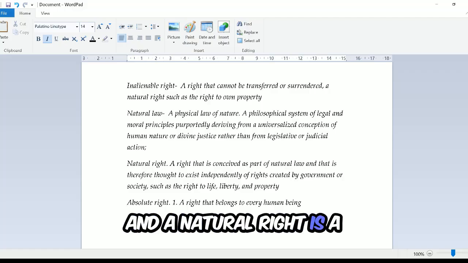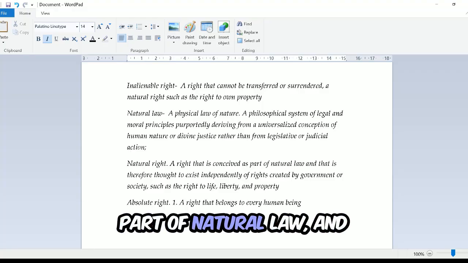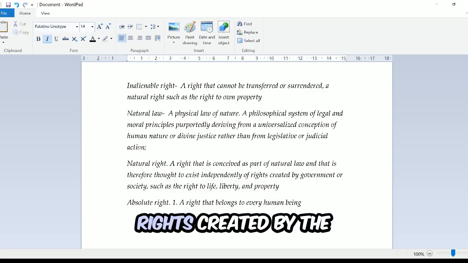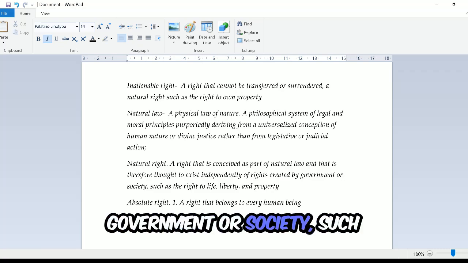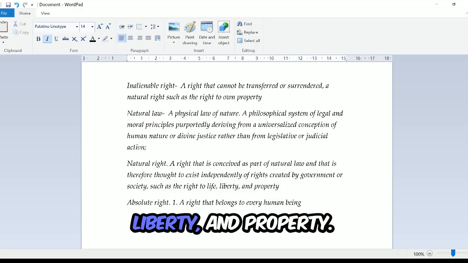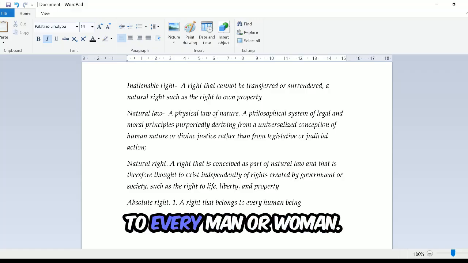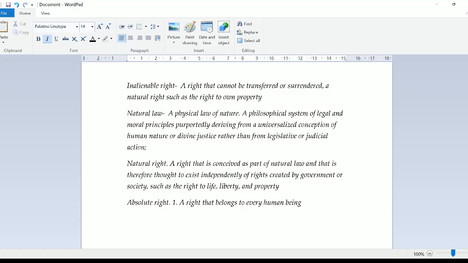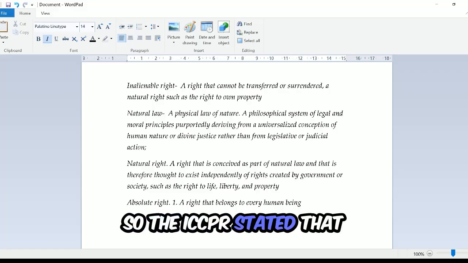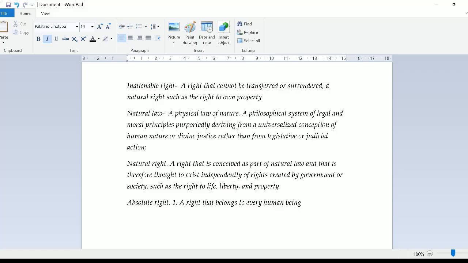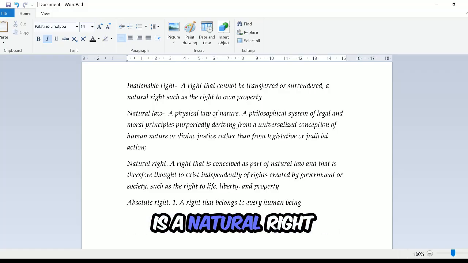And a natural right is a right that is conceived as part of natural law and that is therefore thought to exist independently of rights created by the government or society, such as the right to life, liberty, and property. An absolute right is a right that belongs to every human being, to every man or woman. So the ICCPR stated that it recognizes the principle of inalienable rights. And an inalienable right is a natural right that cannot be transferred or surrendered.